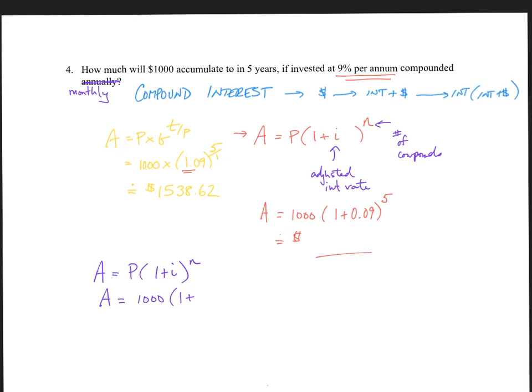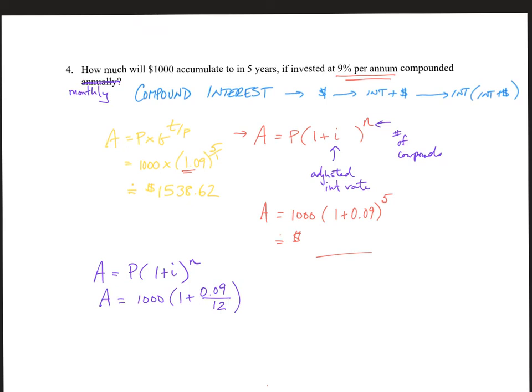However, when it's compounded monthly, that tells me that I'm going to receive that interest payment more often. And so my interest rate would be my 9% per year, but now to adjust it, I have to divide it by how I'm compounded. Since I'm compounding it monthly, I need to divide by the 12 months in a year.